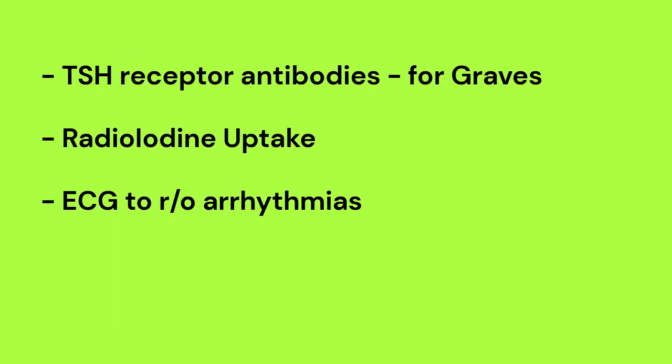The other investigations that we can do are TSH receptor antibodies for Graves' disease, because Graves' disease is an autoimmune condition where the TSH receptor antibodies are targeted. We can check the presence of these antibodies in the blood. And then we can also do a radio iodine uptake scan, where we check how much radio iodine is taken up by the thyroid gland and what kind of a pattern we have observed. Then we will also do an ECG to rule out arrhythmias.